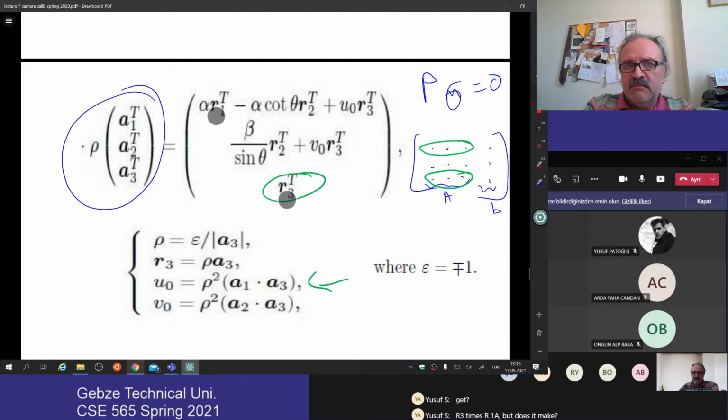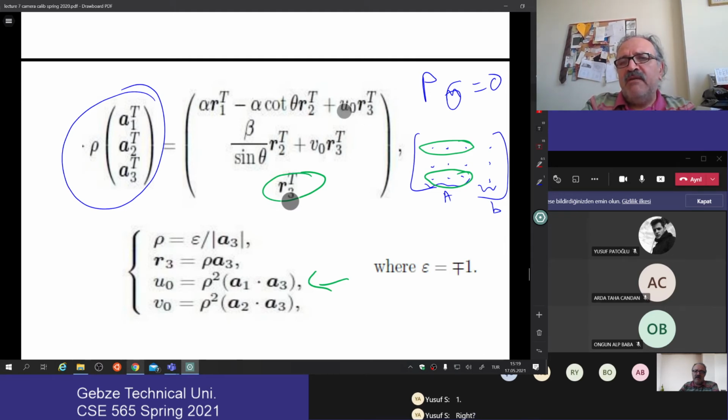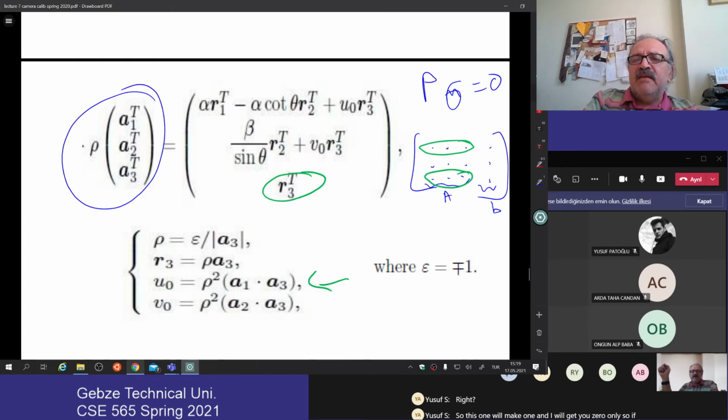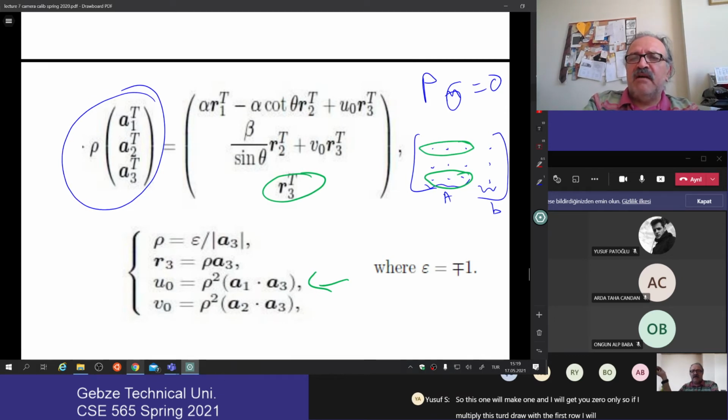I think these are perpendicular vectors, so it has to be 0. Yeah, so this one will cancel out. R3 times R2, again this one will cancel out. R3 times R3 is 1, right? And so this one will make 1, and I will get U0 only. So if I multiply this third row with the first row, I will get U0.